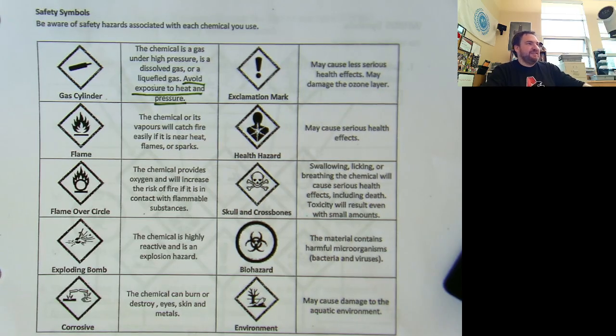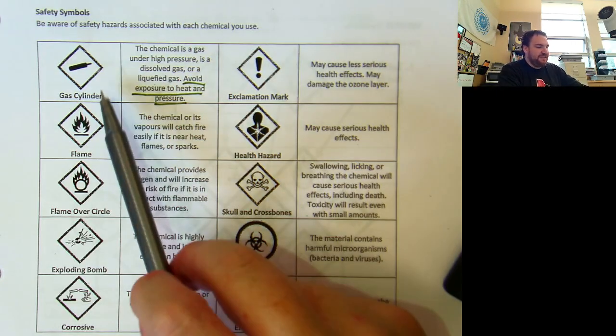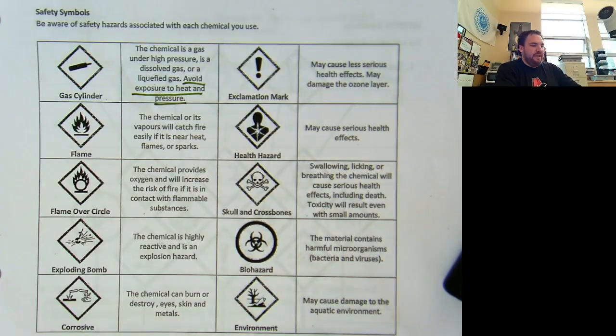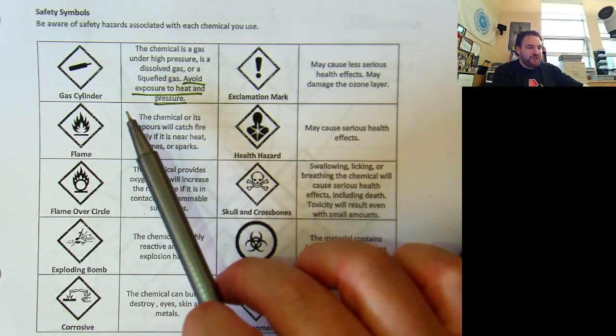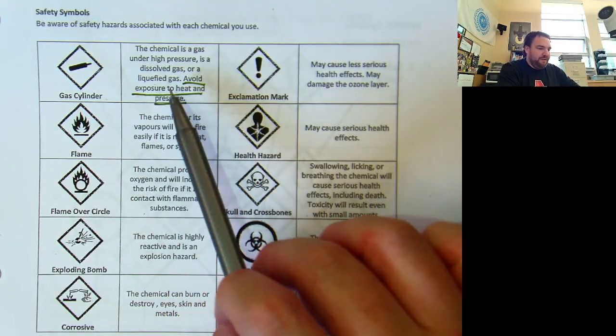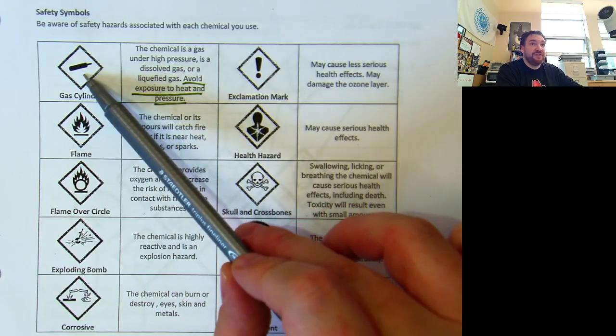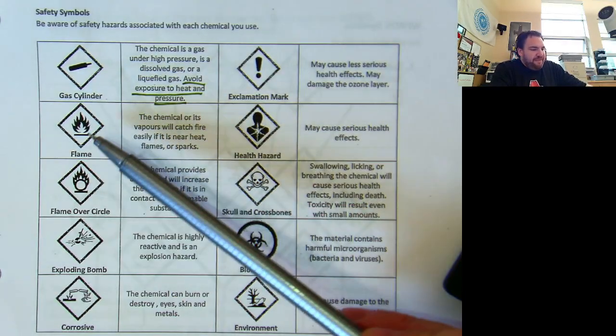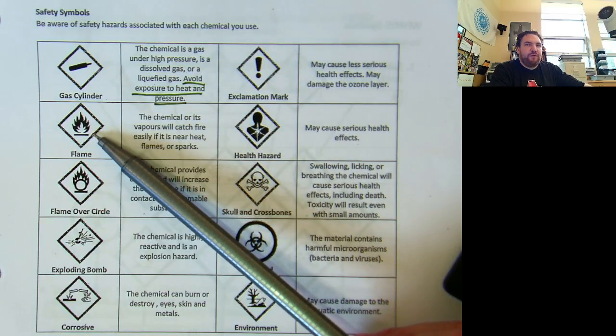But this includes things like your spray deodorant that some of my grade 9s were playing with this morning. It's the fire extinguisher. Any of these objects that have this symbol on it, if you heat them, they will eventually fail and explode. So you want to be careful of things that have this gas cylinder symbol on them. The flame symbol. Flame is fairly straightforward. What does it mean?